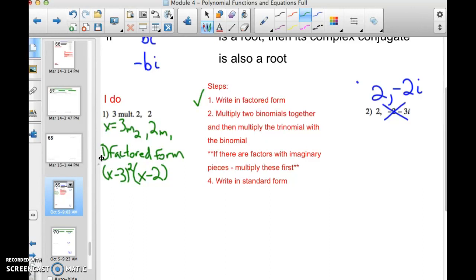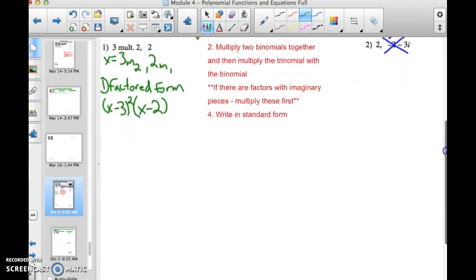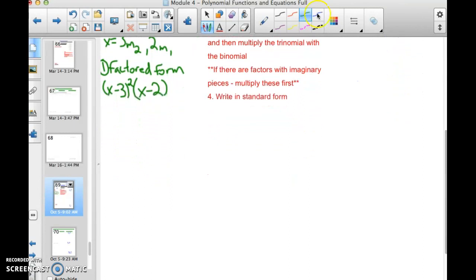And then I made stars. If there are factors with imaginary pieces, you multiply those together first, but that won't come into play till the next video. And then when I'm all done multiplying, I combine like terms, which is a skill we've used before, and then I write in standard form. So the first thing to do for this multiplication piece is I recognize that this power of 2 means that there are 2 x minus 3's that exist, so I have to write them next to each other like that. And then I didn't touch that x minus 2, so I'm just going to drop it down.